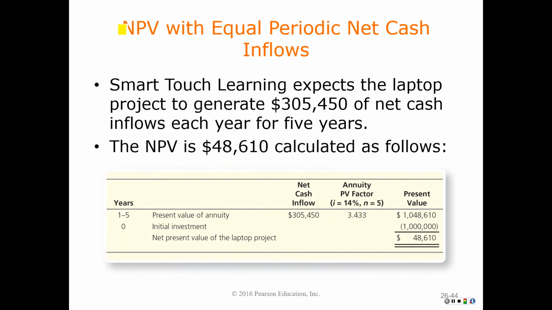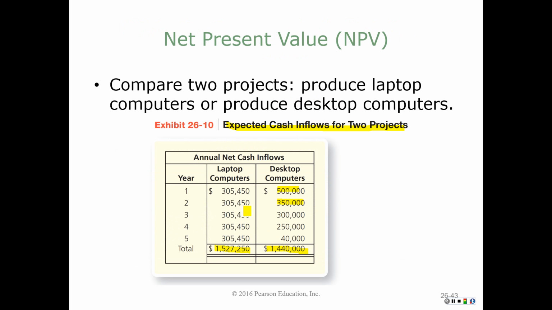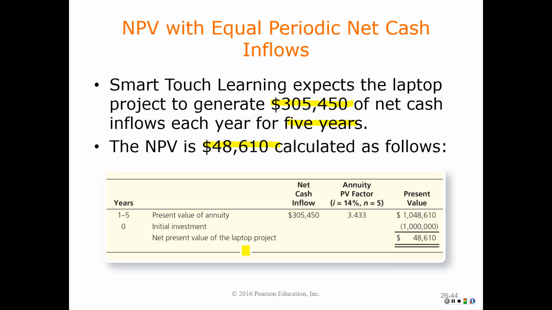If we expect that the laptop project is going to generate $305,450 of cash inflows each year for 5 years, then we have calculated, using those present value tables, the present value of this laptop project to be $48,610. How did they get there? Well, we knew from our table above and the information that your text has shared that there were cash inflows of $305,450 a year for 5 years if we're using some machinery to manufacture laptop computers. So I calculate the present value of an annuity, because this amount is coming in over a 5-year period.